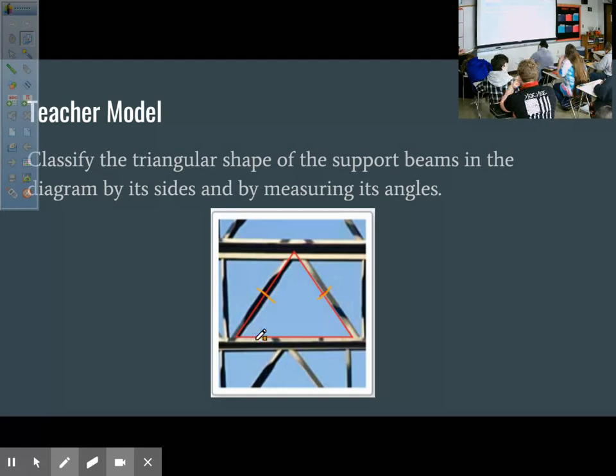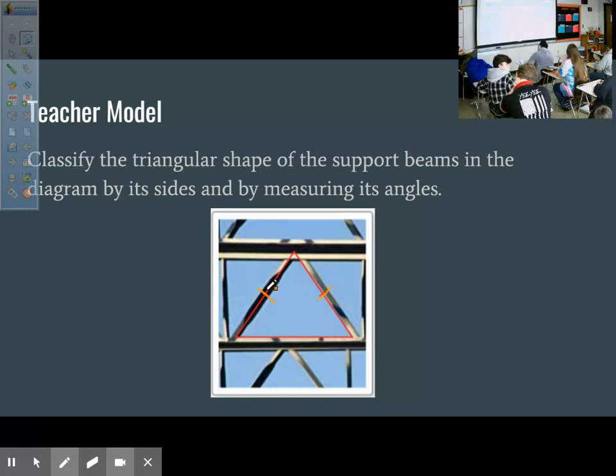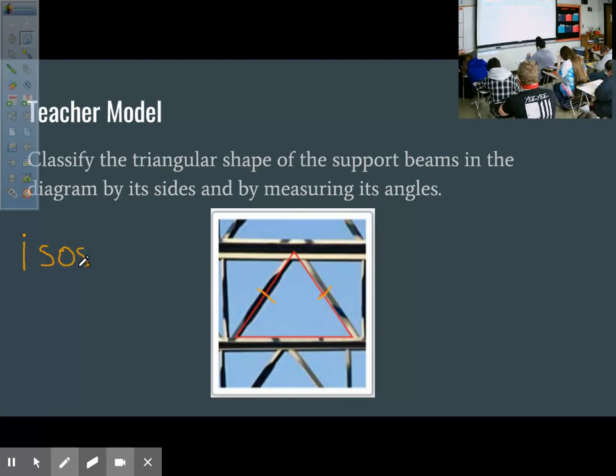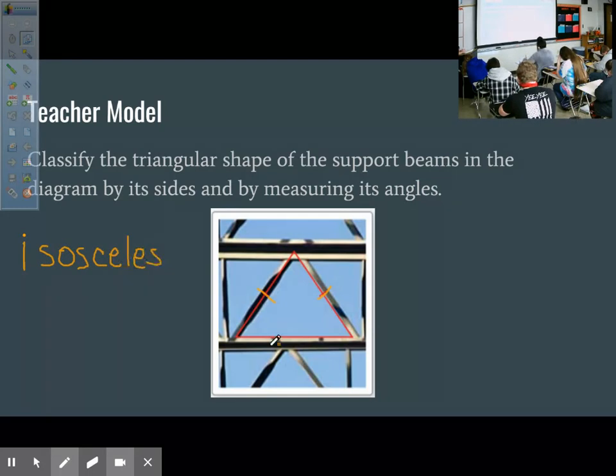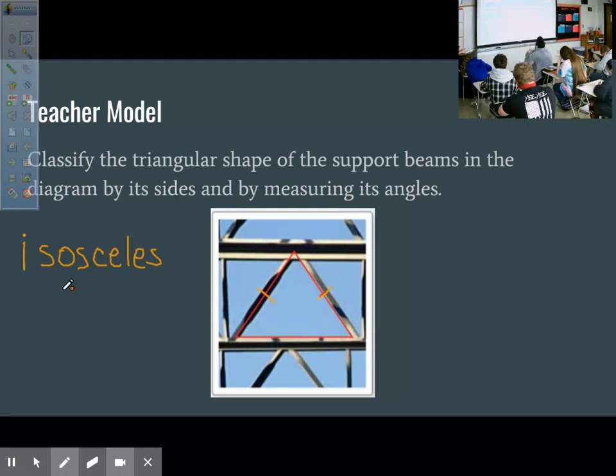Even though it looks like this side might be the same length, it's not actually marked, so I can't just assume that it's the same length. So I can only go by what they marked, and since these two are marked congruent, it would be considered isosceles because it has at least two congruent sides. And then by the angles, none of them are marked congruent, and none of them are marked right. So I look to see if they're all less than 90, or if there's one bigger than 90. They're all less than 90, so it would be considered acute.